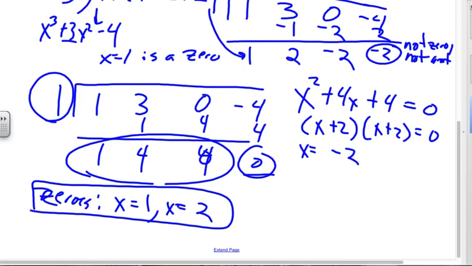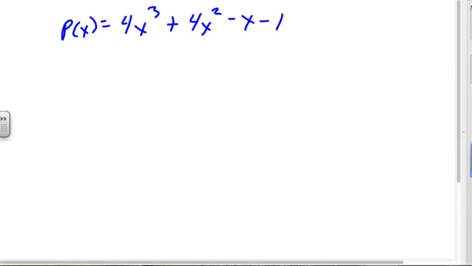Okay, let's take a look at another one. Let's deal with 4x cubed plus 4x squared minus x minus 1. And for zeros, that's going to be set equal to 0.